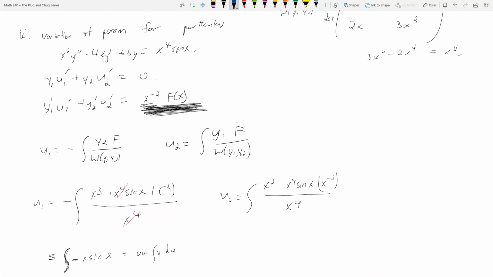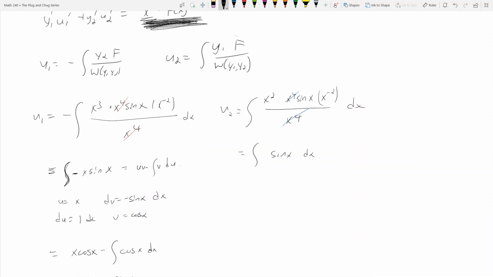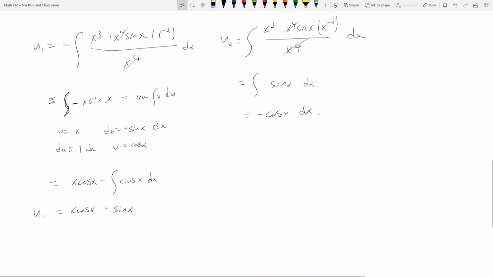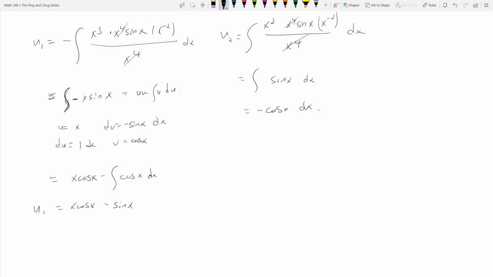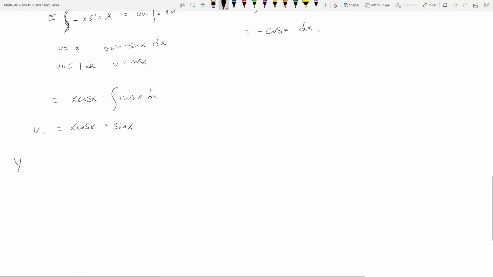So what happens is that these guys actually cancel, and this is just the integral of sine x dx, which is very easy, right? I've been lazy, I dropped a dx, it's fine. Because this is now just negative cosine x, right? So now we got to solve for the particular solution.